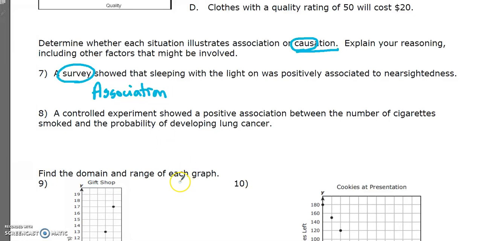So if we look at number 8, it says a controlled experiment showed a positive association between the number of cigarettes smoked and the probability of developing lung cancer. So I think this is kind of a given. Like, we all know that the more you smoke, the higher chance you have of developing lung cancer. So I would think that, yes, smoking cigarettes does cause lung cancer. Plus, it said it's a controlled experiment. So if it's a controlled experiment, it usually does have a causation as opposed to an association. So this one, number 8, will be causation.